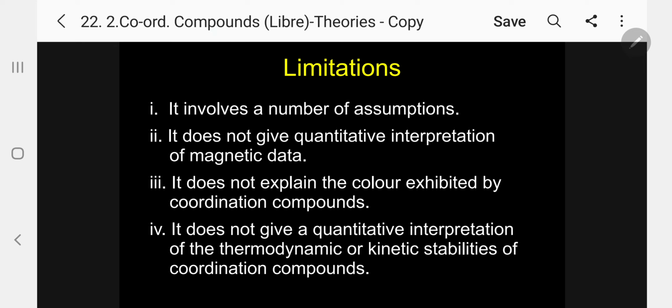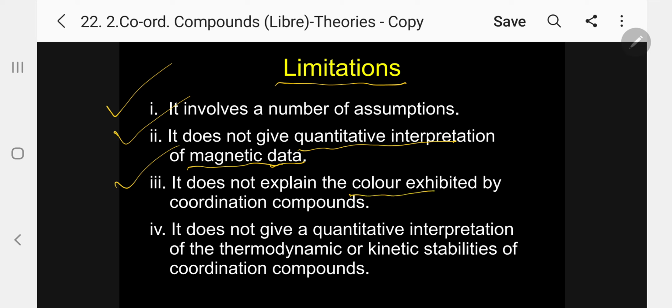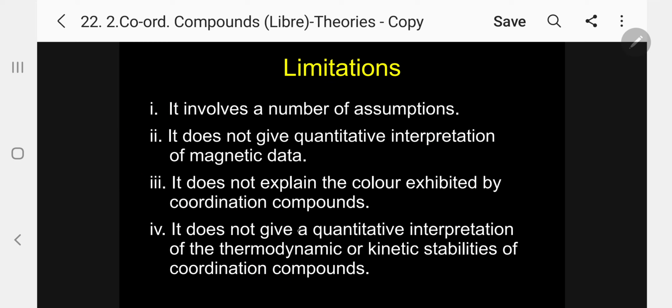We have a number of limitations and drawbacks. Let me discuss. It involves a number of assumptions; the theory was proposed only based on assumptions. Number 2, it does not give a quantitative interpretation of magnetic data. Number 3, it does not explain the color exhibited by coordination compounds. Number 4, it does not give a quantitative interpretation of the thermodynamic or kinetic stability of coordination compounds. Which is more stable, which is less stable, it is not giving any information.